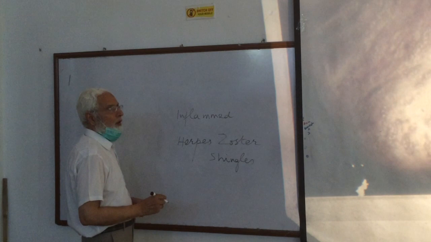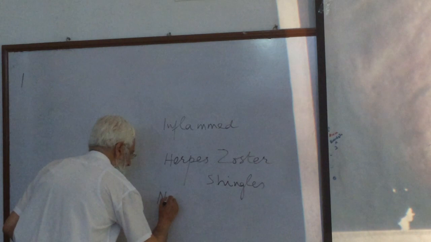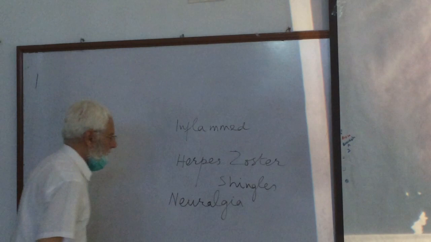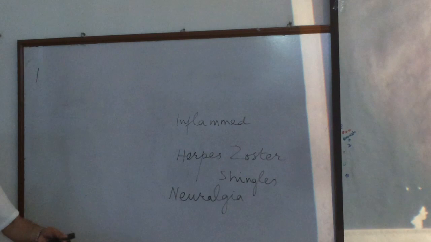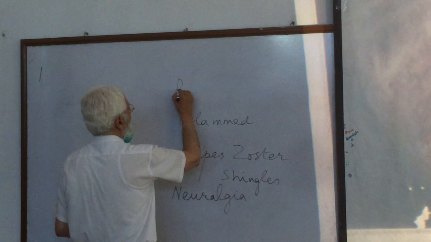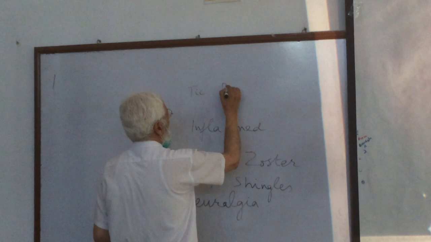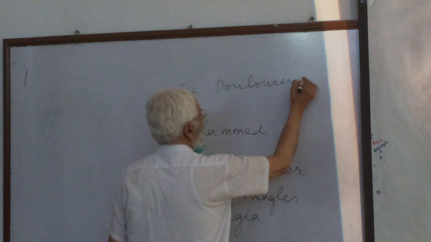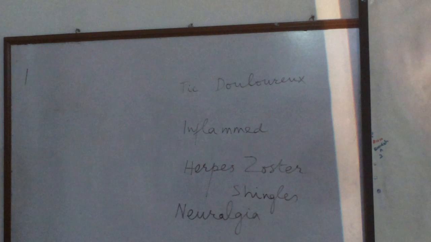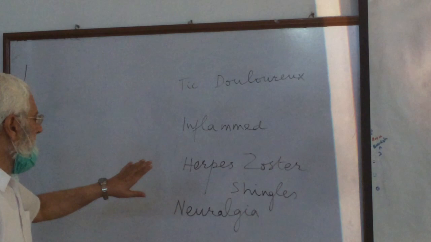Next clinical abnormality of pain is trigeminal or glossopharyngeal neuralgia. It is also called tic douloureux.